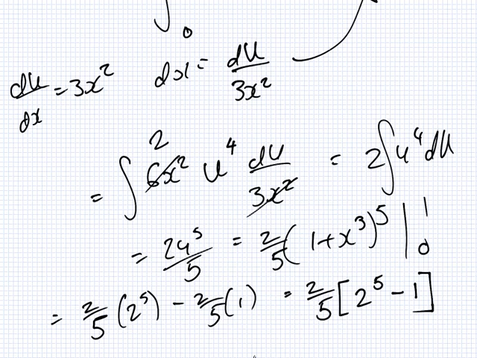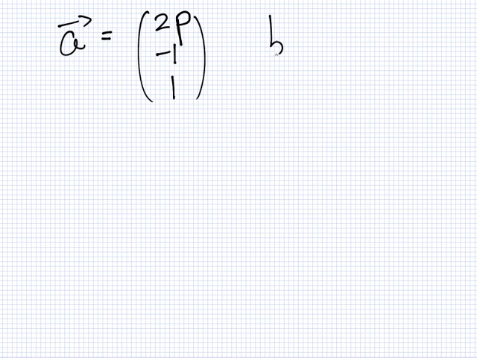A5. Vectors a and b are given in terms of p. a equals 2p i minus j plus k, and b equals p i plus 3p j minus 2k. So they're the vectors, and what are we told then? Find the values of p if a is perpendicular to b.